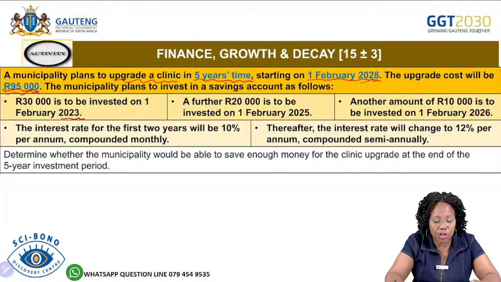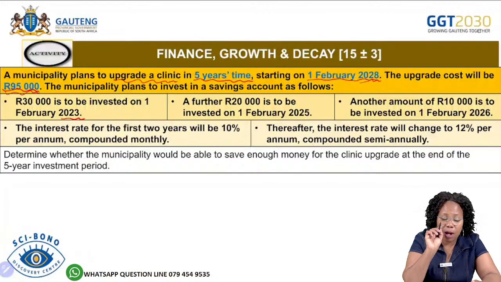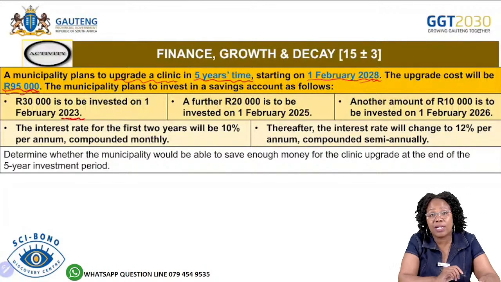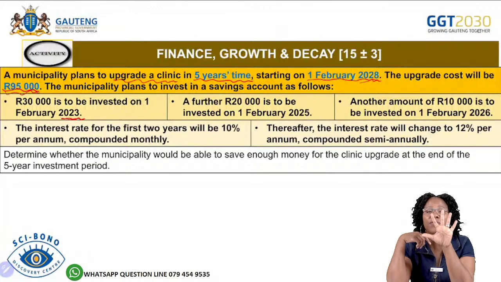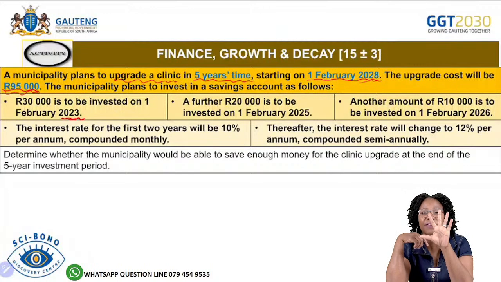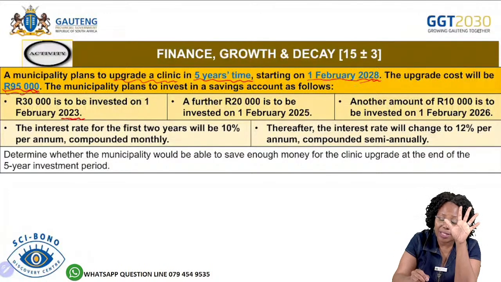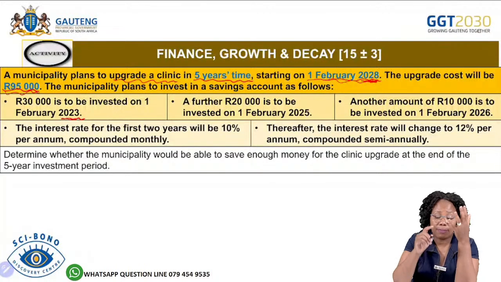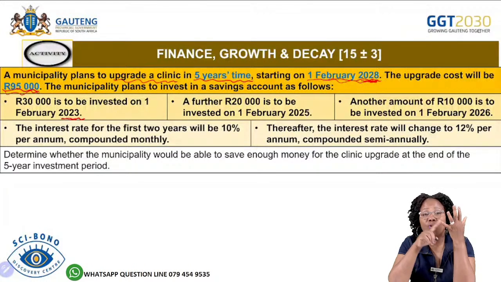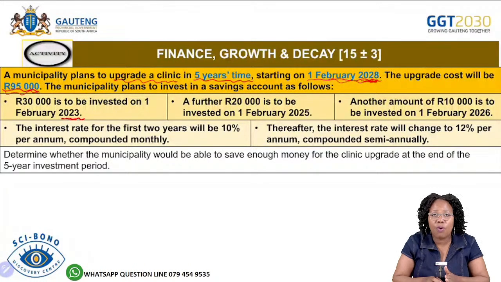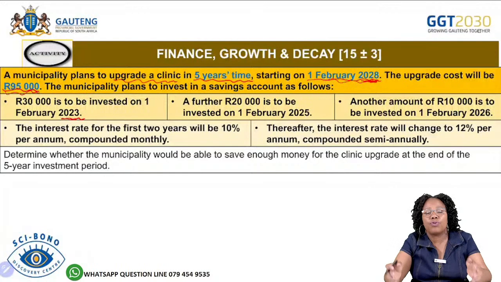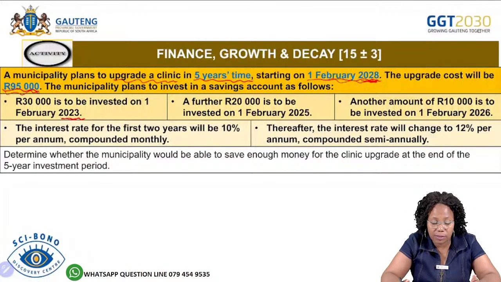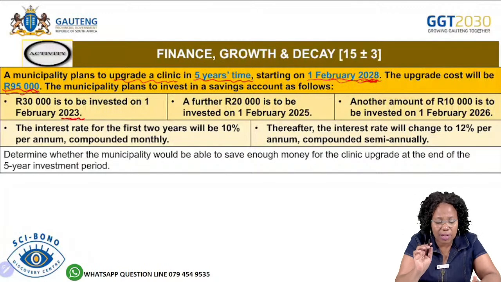okay? Timeline question. And then now look at this now. Our investment will start in 2023, 24, 25, 26, 27, 28. That means grade 12, in total we are having an investment of 5 years, because now we want to start by 1 February 2028 with our upgrading of the clinic. So now we want to invest as in now 2023 in order in 2028 we can have an amount of 95,000. And then now let's continue with the statement now.